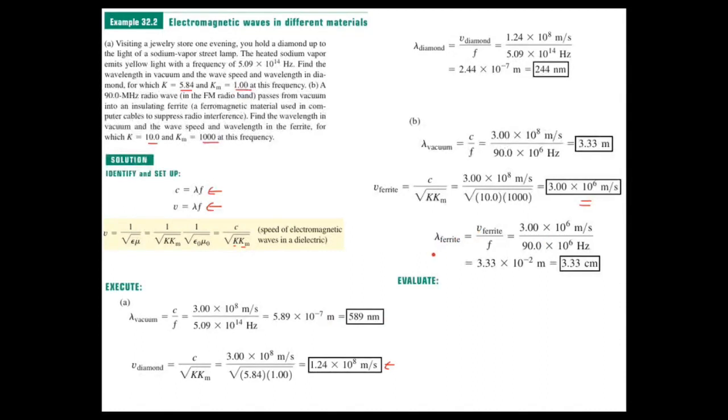This ends example 32.2. In example 32.3, we're going to examine the energy associated with a non-sinusoidal wavefront. For such a wavefront, the electric and magnetic fields behind the front are uniform, but ahead of the front they're equal to 0. In this case, the electric field behind the front is 100 volts per meter. We want to find the corresponding magnetic field, the energy density, and the rate of energy flow per unit area associated with this wave.